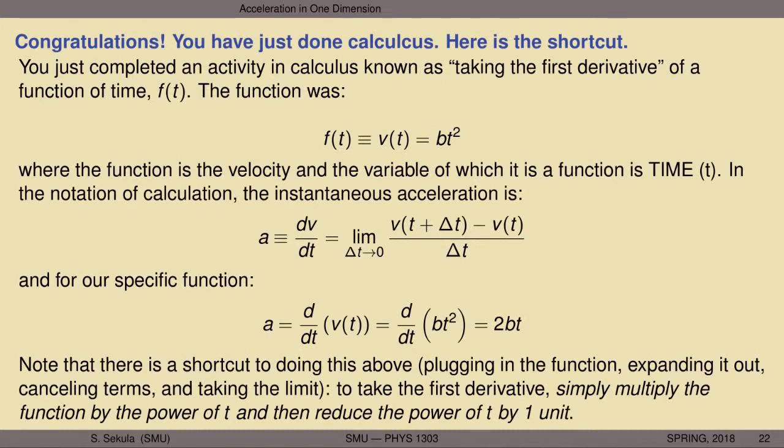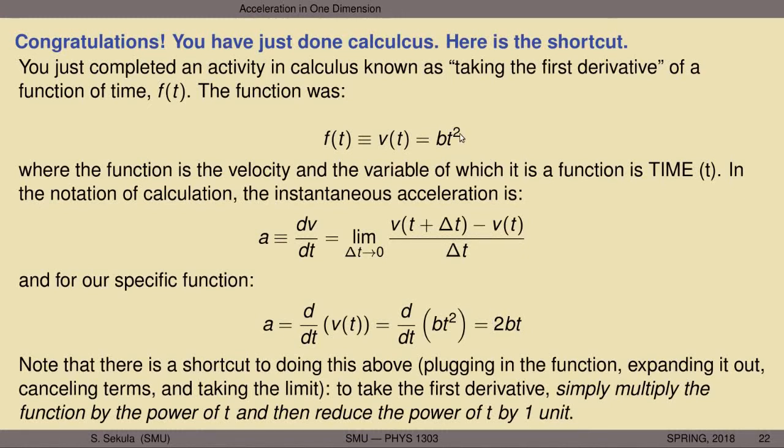To take the first derivative of a simple function like this one, where we have a constant times time to some power, all you have to do is multiply the function by the power of t, and then reduce the power of t by one unit. So take a look at this. Here, the function was bt squared, and if you use what I just said, multiply that function, bt squared, by the power of t, and then reduce the power of t by one unit, you will get to the answer that we got after all those steps on the previous slide. This is much faster.